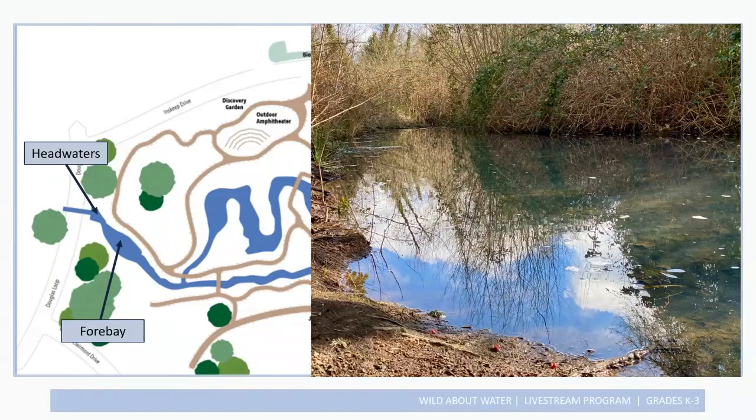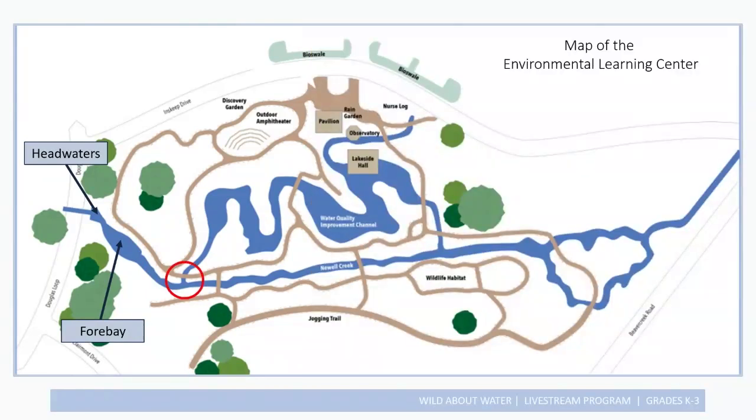When the water slows down, those pieces fall to the bottom of the creek, and the water becomes cleaner and keeps moving along down the creek. So that's the point of the forebay. And just after that, where this red circle is, the channel splits. It goes two different directions.